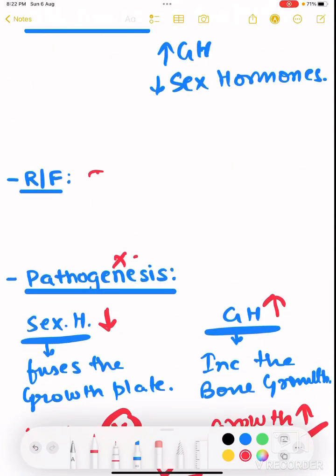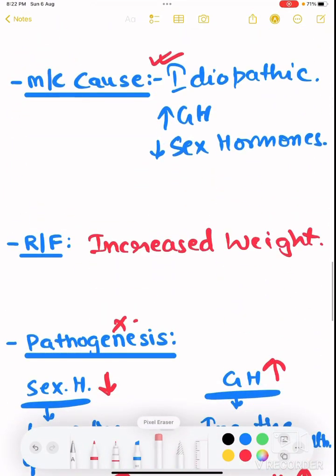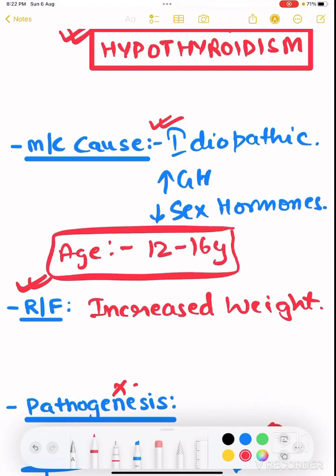Then risk factors. Risk factor is increased weight. So if the weight of the boy is very high, it is a risk factor for SCFE, right? Then what is the most common age group? The most common age group is 12 to 16 years, which means puberty, right?